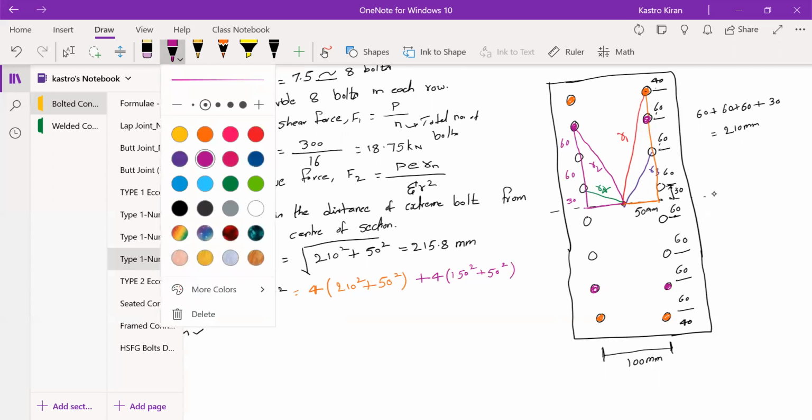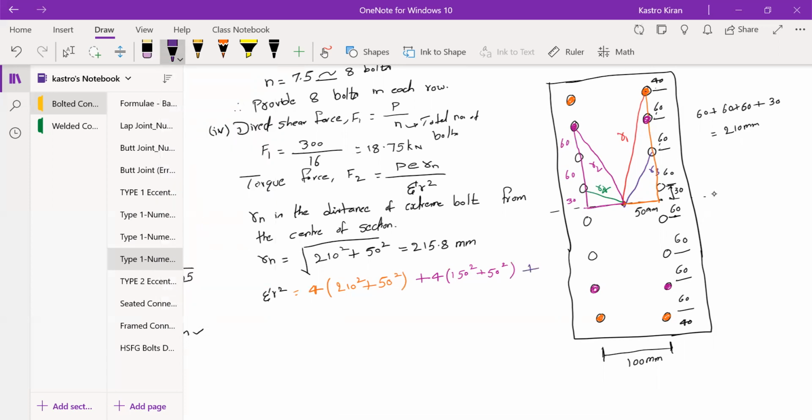Similarly, we have R3 as well. So let's look at R3. The R3 bolts are 1, 2, 3, and 4. These are the 4 bolts corresponding to R3, radial distance 3. So 4 times the R3 value. You can check from here to here. That is 60 plus 30, which is 90. That is 90 square plus 50 square. 50 is again the horizontal distance. So this is how you can find the value of R3.